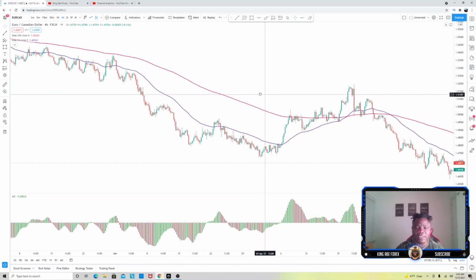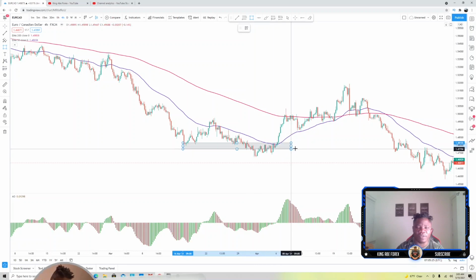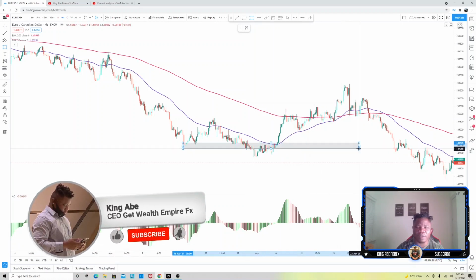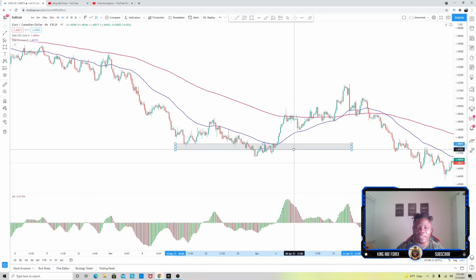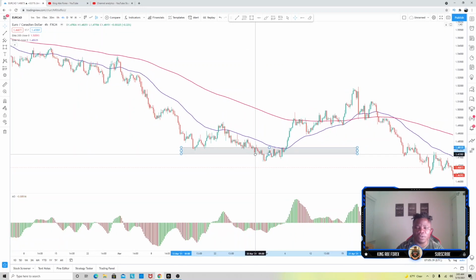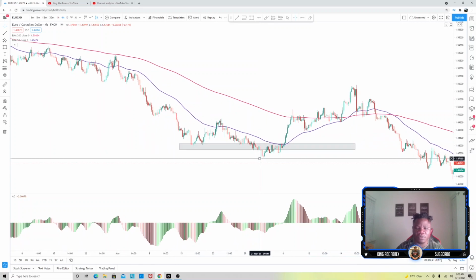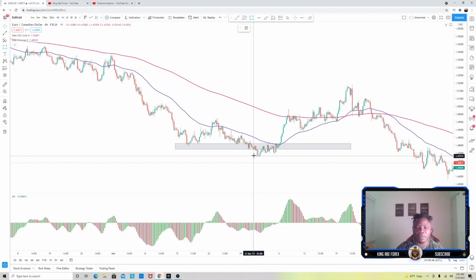Now, the first example that I'm going to use is this buy example. We can see over here that right here we have a support zone that became a resistance. We have a support zone right there that became a resistance, and we also have a zone right over here. We have a zone right over here.